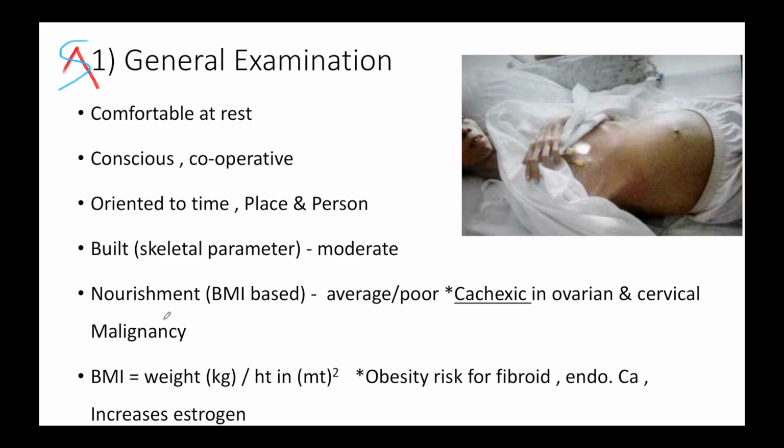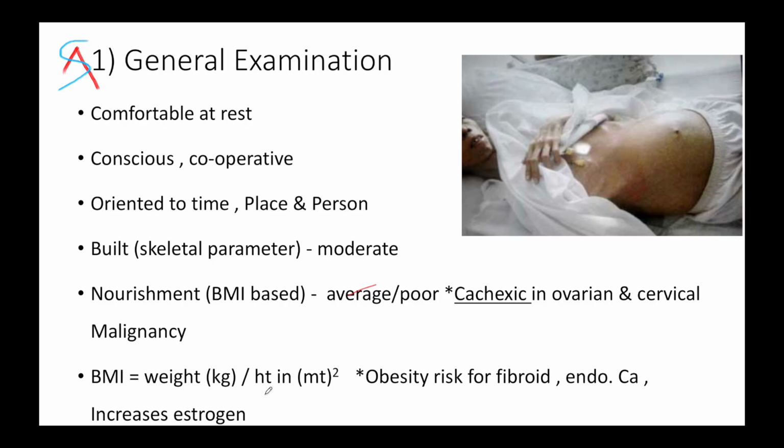Build, nourishment, which will be based on BMI. You can even say patient looks cachexic. Cachexic means there is severe muscle atrophy, muscle wasting and weight loss. Like here also in this picture you can see this patient looks cachexic. Cachexic look would be there in ovarian and cervical carcinoma.